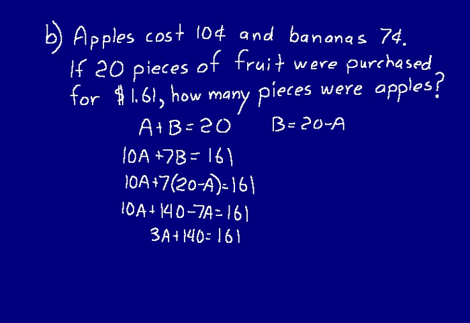Subtract 140 from both sides. That cancels on the left, and we have 3A is equal to 21. And so that means A is equal to 7. So that's our answer, 7 apples. We could quickly figure out bananas too. 20 minus 7, there'd be 13 bananas. So 7 apples were in that group that was purchased. Okay, well that's all for lesson 89.